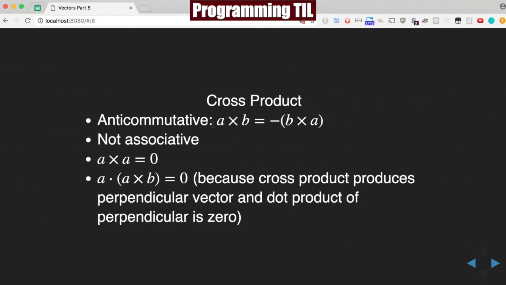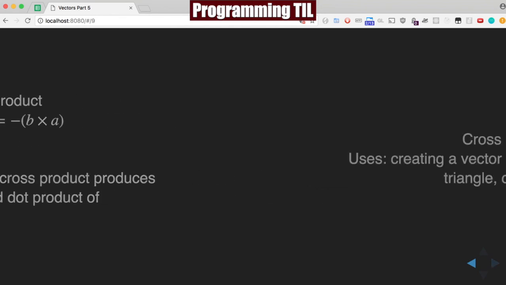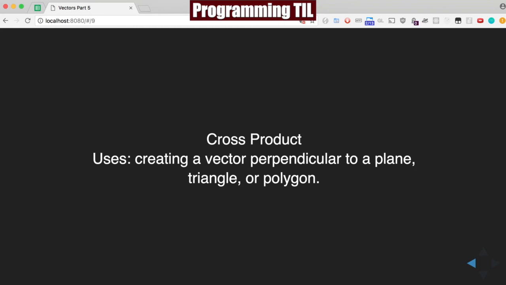It's not commutative, it's anti-commutative, in fact. So A cross B is actually equal to B cross A times negative 1. It's not associative. A cross A is always going to be the zero vector, and A dot A cross B is also going to be zero. You have to remember that because the dot product of perpendicular vectors is 0, and the cross product produces perpendicular vectors. So we produce a perpendicular vector, and then the dot product between that is going to be 0 as well. We're going to use it a lot when we're trying to find anything that's perpendicular. So that's basically the main use for it.